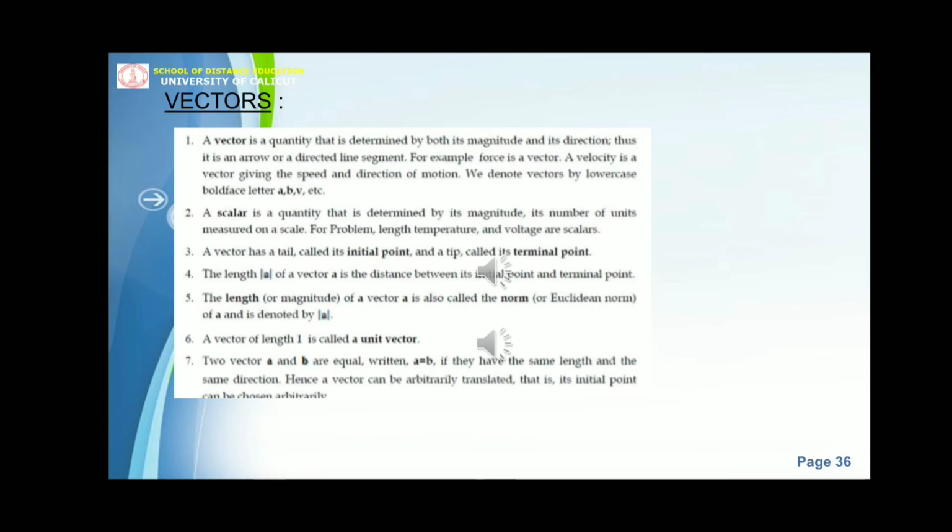Now for a vector, we will have an initial point and a terminal point, and the length of the vector will be the distance between the initial point and the terminal point. So for a vector A, the length will be denoted by modulus of A. So the length of the vector is also called norm of the vector. And if a vector has length 1, then it's called a unit vector. And we say two vectors A and B are equal if they have the same length and the same direction.